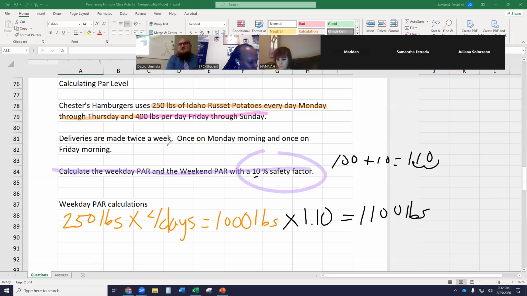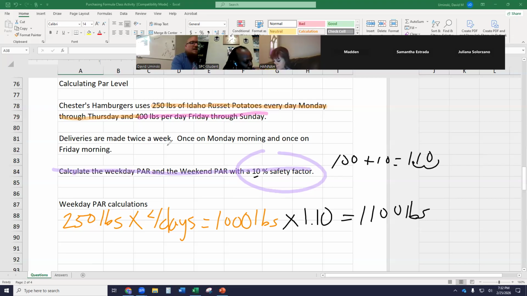Jot that down in your notes because you're going to need to remember that. Weekday par is 1,100 pounds.